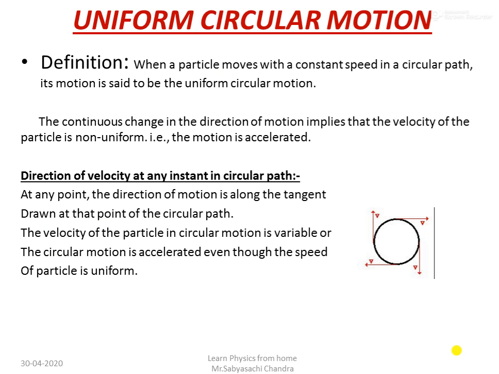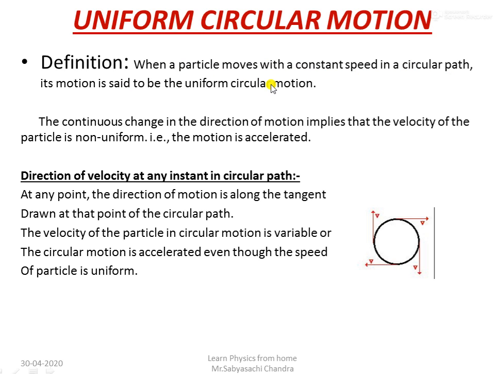Now the next topic is uniform circular motion. It is very important and very interesting. We already learned about uniform linear motion. Now this time this is uniform circular motion. So what is the definition of a uniform circular motion? When a particle moves with a constant speed in a circular path, its motion is said to be uniform circular motion. Note these 2 points. It's constant speed. Up to this point, it's right.